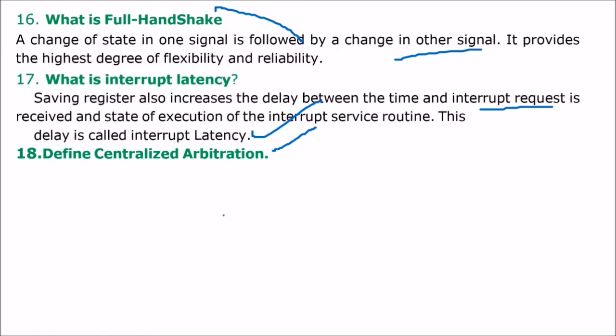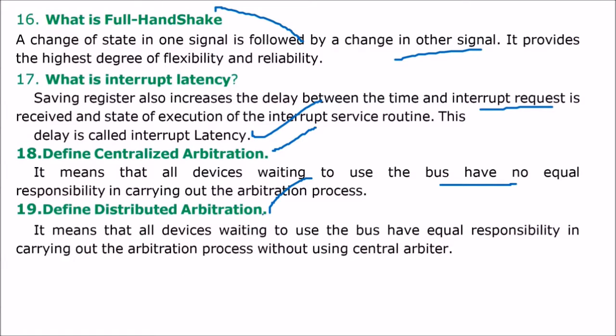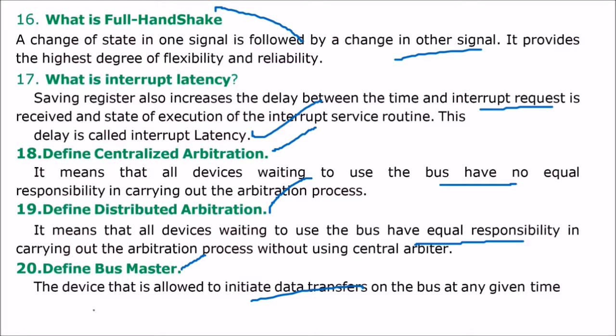Define centralized arbitration. It means that all devices waiting to use the bus have no equal responsibility in carrying out the arbitration process. Distributed arbitration means that all devices waiting to use the bus have equal responsibility in carrying out the arbitration process without using a central arbitrator. Define the bus master. The device that is allowed to initiate data transfer on the bus at any given point of time is the bus master.